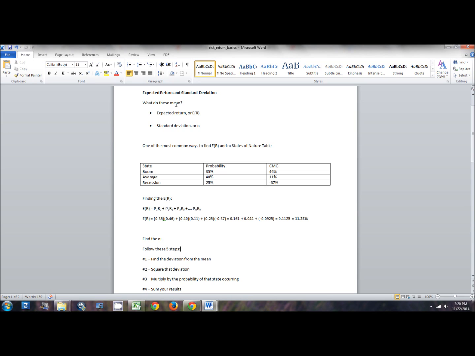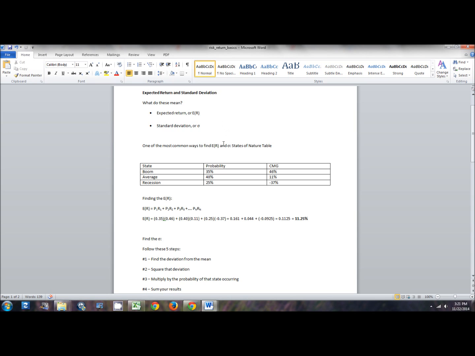Because this section of any finance class is very, very quantitative in nature. And so my goal, my objective, is to bring you guys up to speed on how to perform basic expected return and standard deviation calculations. Okay, so let's go ahead and get started.